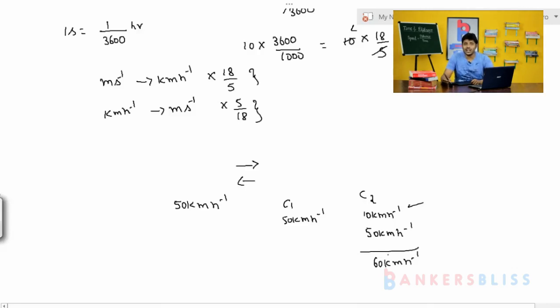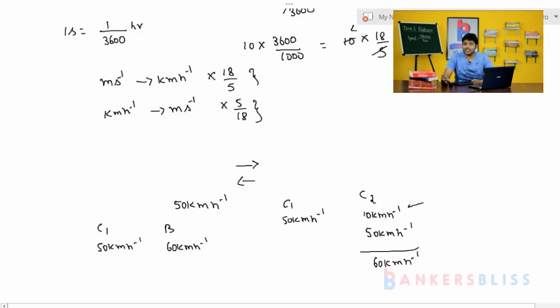Take one more example. You are traveling in a car, and in front of you one bus is coming. You may travel at 50 kilometer per hour and the bus is coming in front of you at 60 kilometer per hour. But while crossing each other, we feel that the bus is crossing much faster than its actual speed.